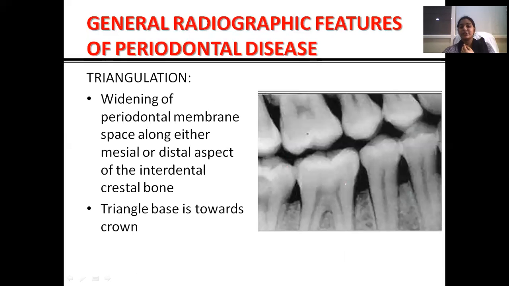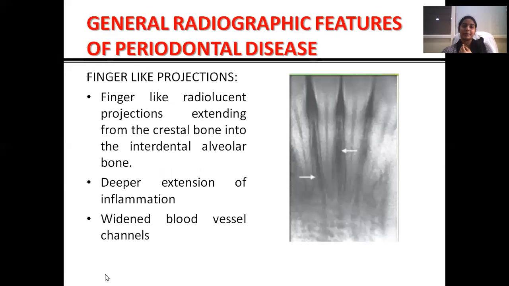Next, we will see the triangulation. So here the periodontal ligament space gets widened. Okay. So it appears like a triangle with the base of the triangle towards the crown surface. So there will be widening of the periodontal ligament which appears as a triangle. So this particular feature is called as triangulation, in which there is widening of the periodontal ligament. There will be finger-like projections.